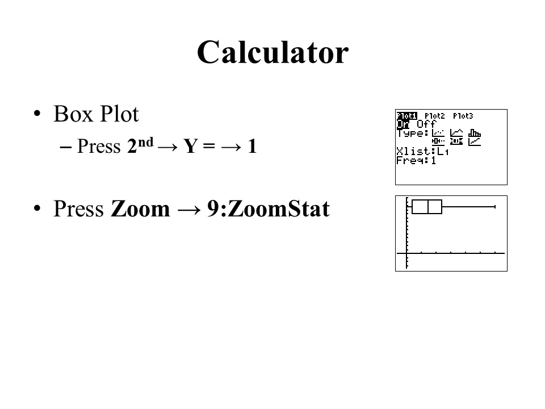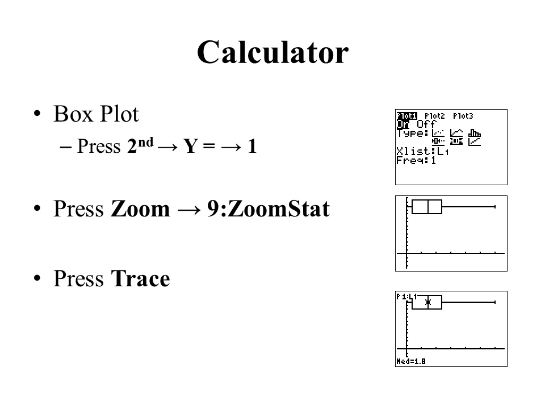Press zoom, and then 9 for zoom stat. Again, don't forget that zoom stat, and your window should look something like this. Now this box plot looks nearly identical to what we had drawn earlier. If you hit trace, you can see the 5 numbers in our 5-number summary right there. You'll see the median is equal to 1.8. If you scroll to the left, you'll see the first quartile and the minimum, and so on and so forth. So feel free to use your calculator to calculate these summary statistics, these 5-number summaries, and do these different types of statistical plots.